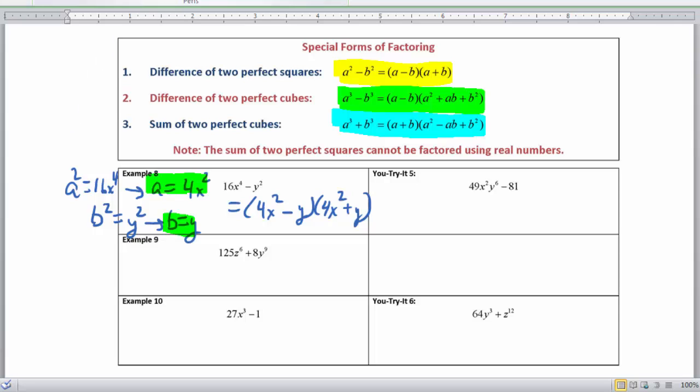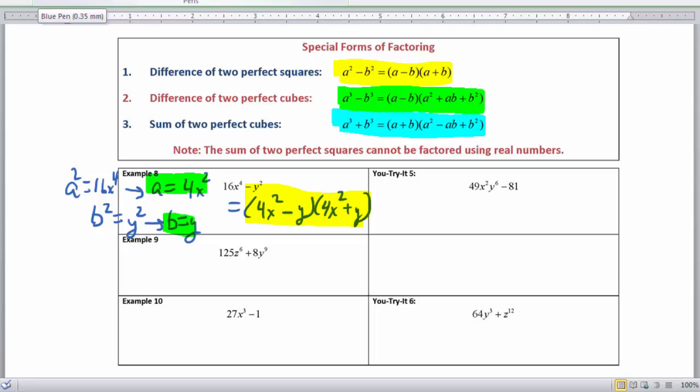And the reason this works, if you multiply it out, is that the O and I parts of FOIL are opposites of each other, and so they cancel out. So 4x squared minus y times 4x squared plus y would be example 8.